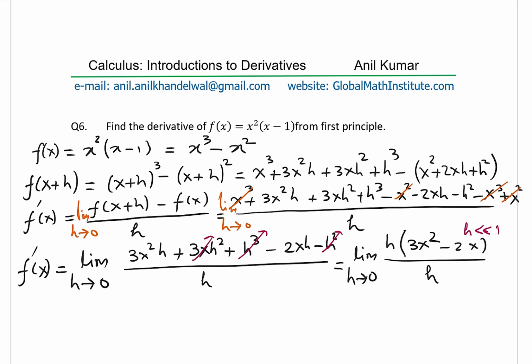Over h. Now we can cancel the h and we get 3x squared minus 2x. So the derivative of the function using the first principle is right there. Correct? So I hope that makes sense. This h and this h cancel, and you get an expression, which is 3x squared minus 2x. So I hope that is absolutely clear. This is how you can find the derivative using the first principle.